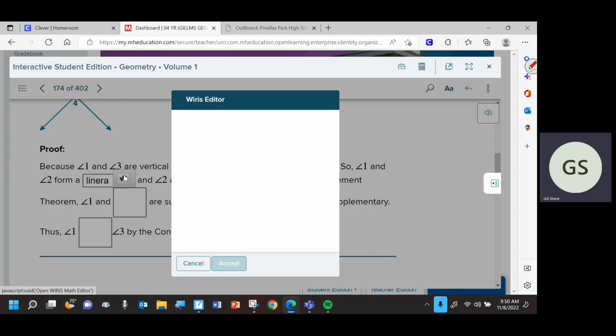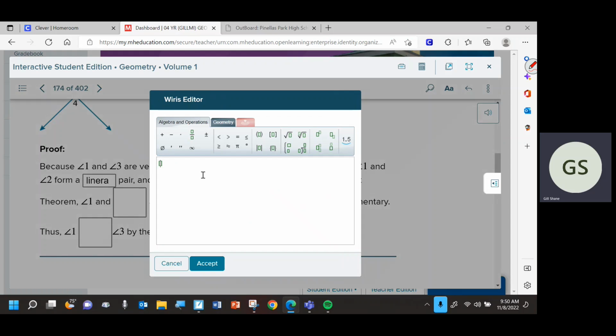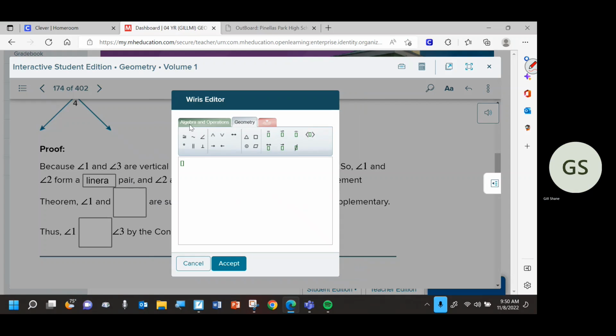So angle here. How do we put an angle symbol in? Anybody see an angle symbol? Go to geometry. Yeah, geometry. There we go. See, we're learning new stuff. So angle 2 would go in that box.